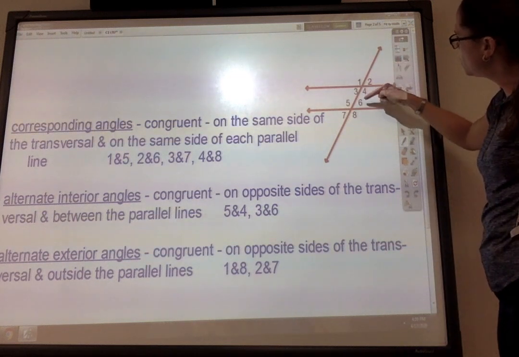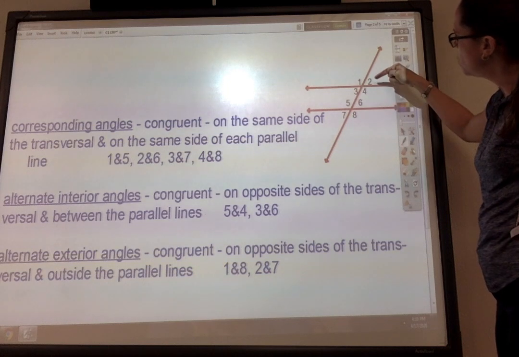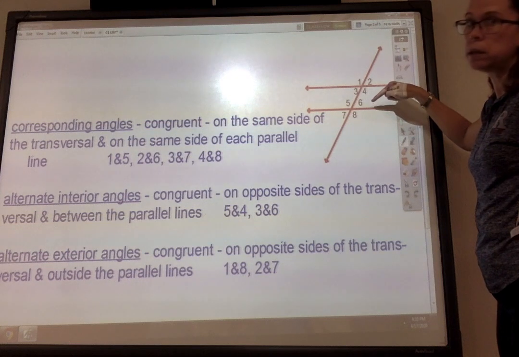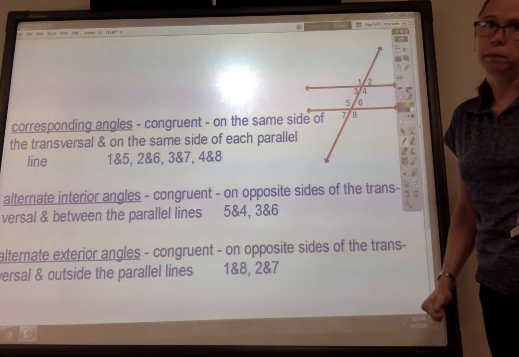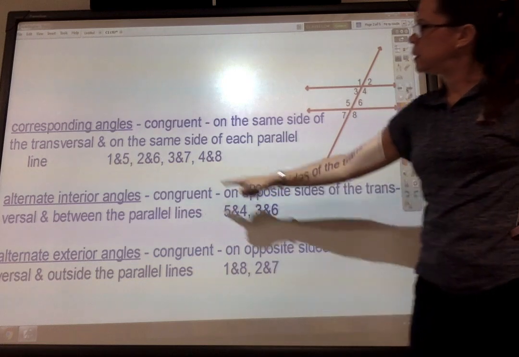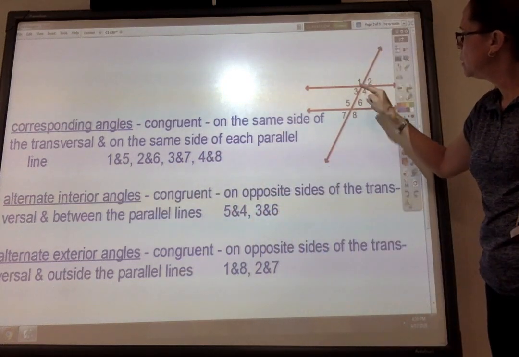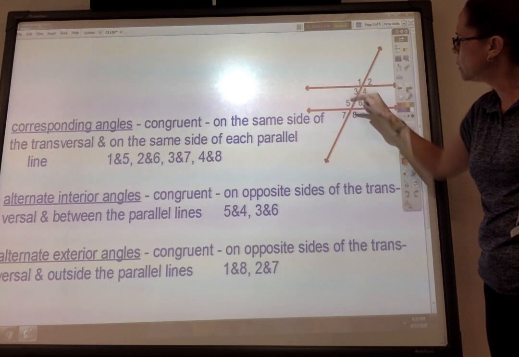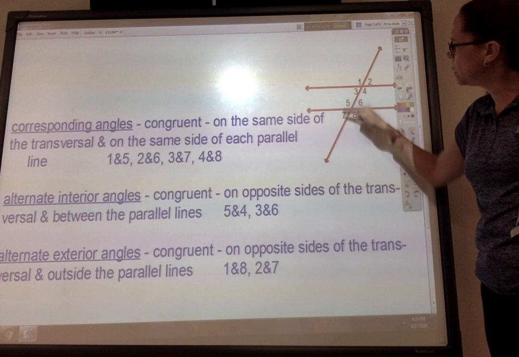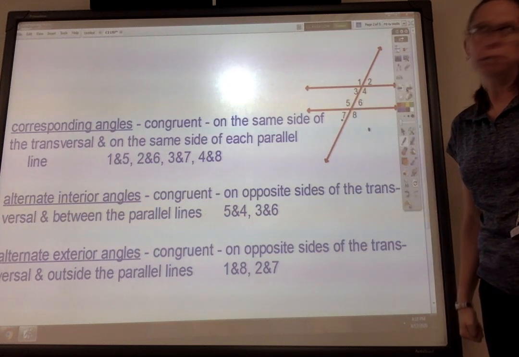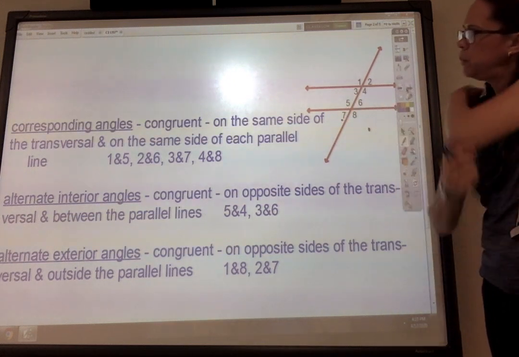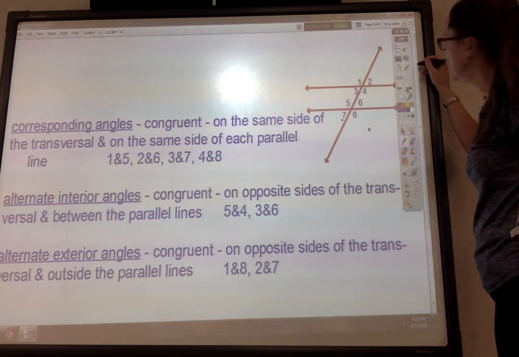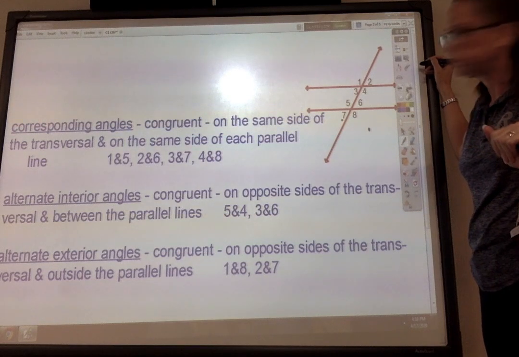Angle 2 and angle 6 are corresponding angles. Angle 2 is to the right of the transversal and above the parallel line. Angle 6 is to the right of the transversal and above the parallel line. You see it? Same thing for angles 3 and 7. Angle 3 is below the parallel line and to the left of the transversal. Angle 7 is below the parallel line and to the left of the transversal. So that's what we were talking about when we're talking about corresponding angles. You need to get that in your notes. Pause the video anytime you need to.